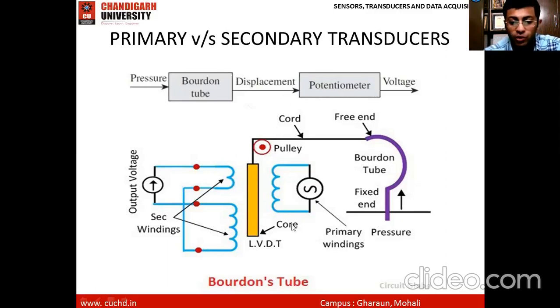It consists of one primary winding connected to an AC source, two secondary windings, and the output voltage. Depending upon the core movement, if it is close to secondary winding number 1, the output voltage will be positive. If it is close to secondary winding number 2, the output voltage will be negative, or the direction will be opposite. So here, the input quantity to this LVDT is displacement, and the output you are getting is in the form of a voltage. So this Bourdon tube is acting as a primary sensor, and the LVDT is acting as a secondary transducer, giving you the final voltage signal as output.